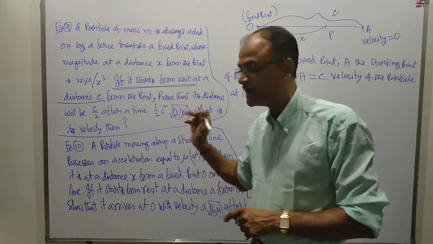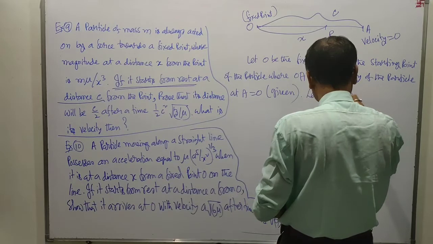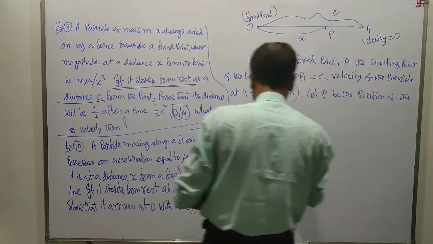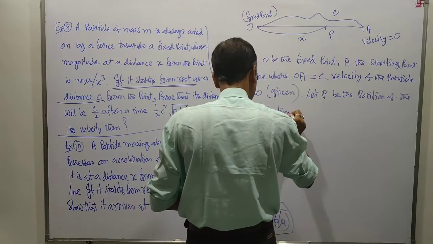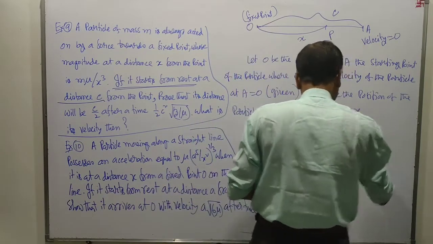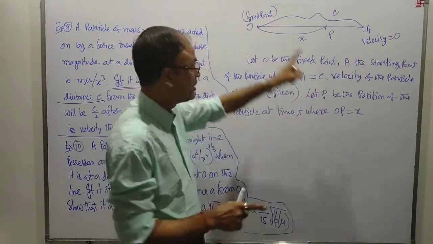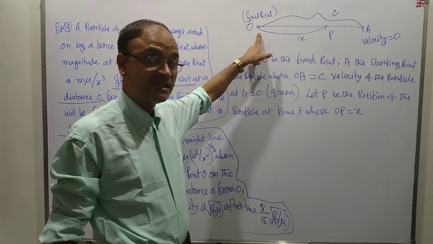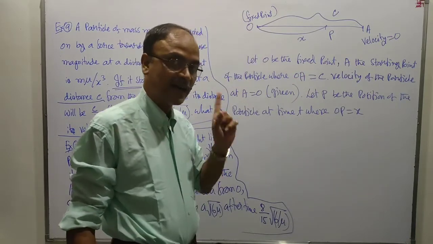Right? Now let P be the position of the particle at time t, where OP equal to x. We always measure the distance of the particle from the point O. You should remember this. What is x? It is the distance of the particle from the point O.